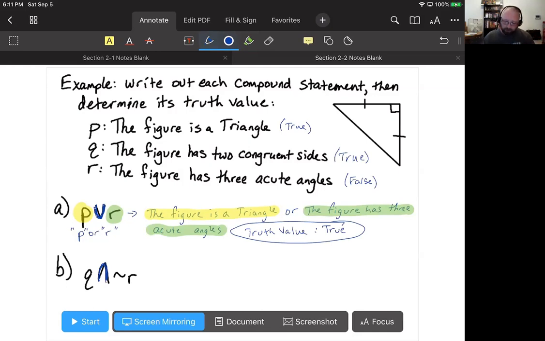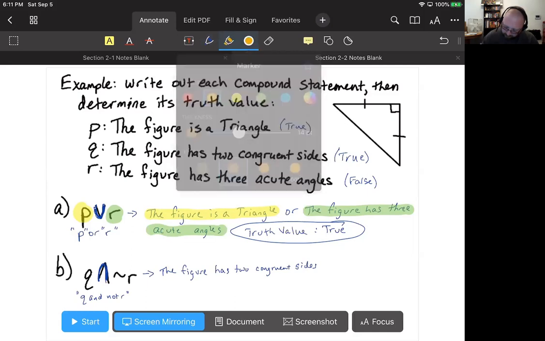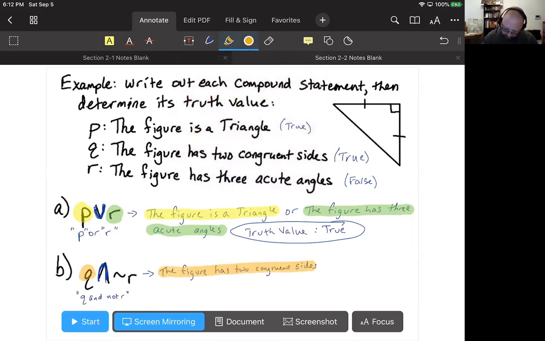On to the second one, Q and not R, which is what we need to write out in words. We'd start off by writing out Q: the figure has two congruent sides. Then we insert this symbol. This symbol means "and." Remember that the other symbol means "or." So we write "and," then we write out not R.